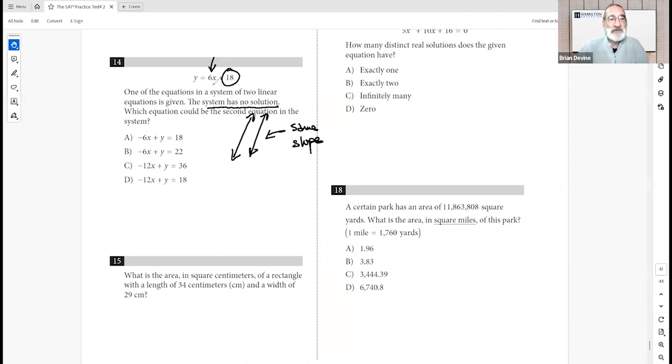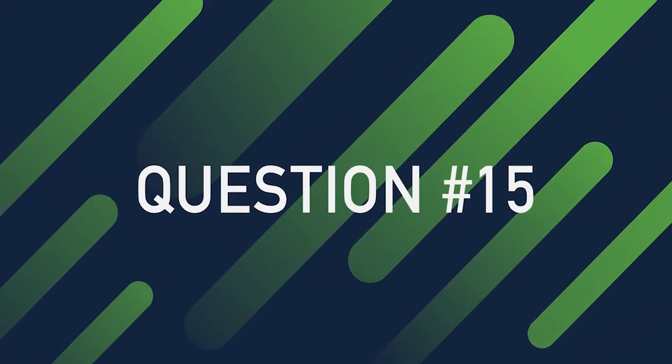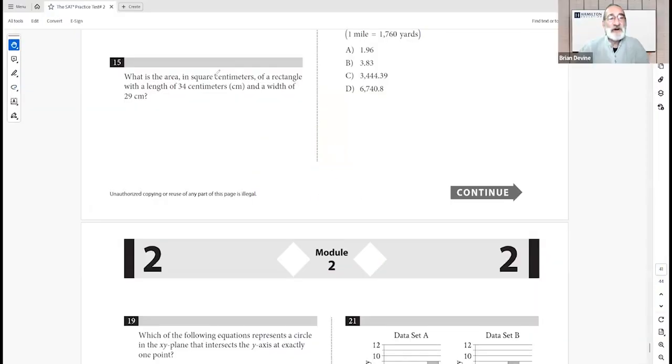Well, note that this is the same as A. And these don't have a slope of 6. So it's got to be B. And it is. B would be parallel to the line given. Question 15. What is the area in square centimeters of a rectangle with a length of 34 and a width of 29? So 29 by 34.